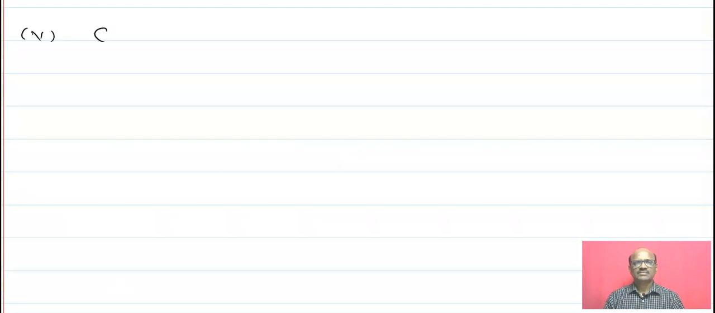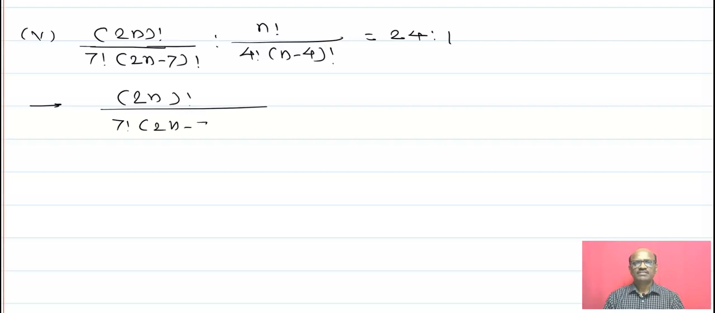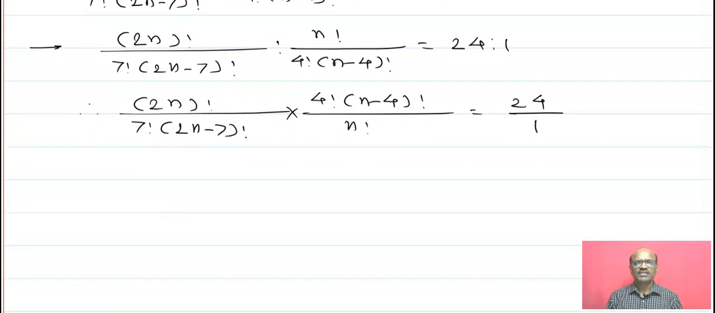Now the next is 2n factorial upon 7 factorial into 2n minus 7 factorial upon n factorial upon 4 factorial into n minus 4 factorial is equal to 24 as to 1. 2n factorial upon 7 factorial in bracket 2n minus 7 factorial as to n factorial upon 4 factorial into n minus 4 factorial is equal to 24 as to 1. Therefore, 2n factorial upon 7 factorial into 2n minus 7 factorial into 4 factorial into n minus 4 factorial upon n factorial is equal to 24 as to 1. That is 24 upon 1.